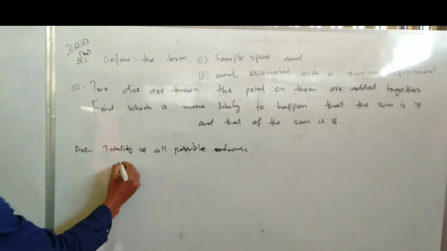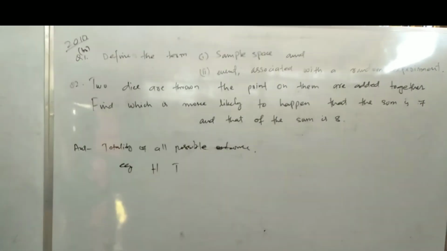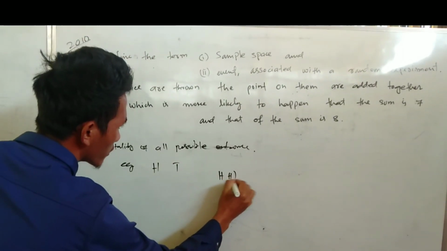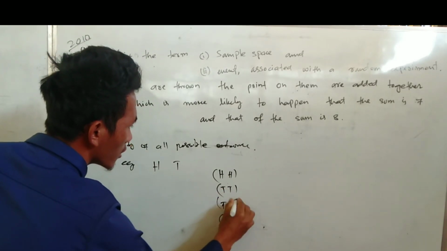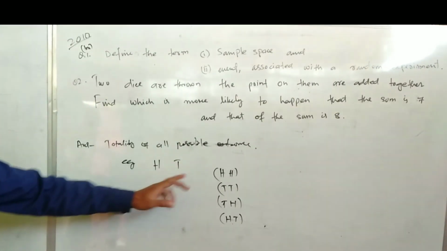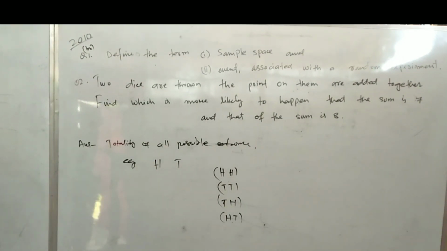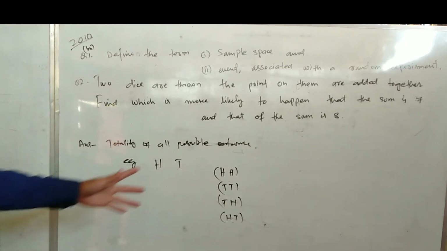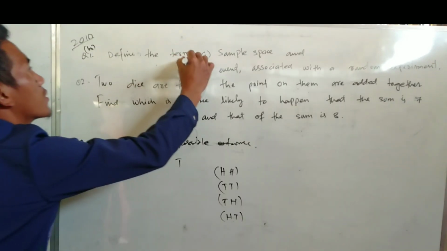Let's give an example. A coin has head and tail. If you toss the coin once, you can get head or tail. These are all the possible outcomes. No other possible outcome exists because the coin has only one head and one tail. If you toss a coin twice, you will get all these four outcomes. This is the totality of all the possible outcomes during an experiment. That is called sample space.